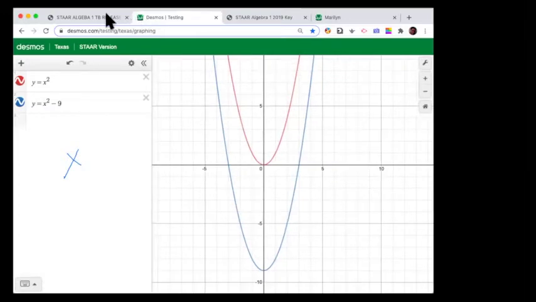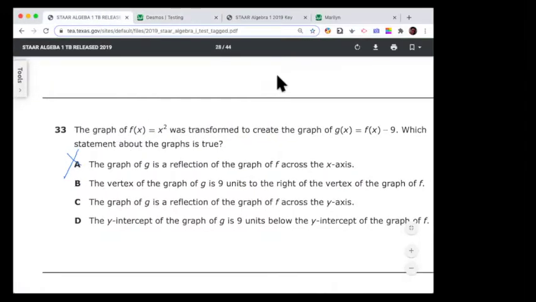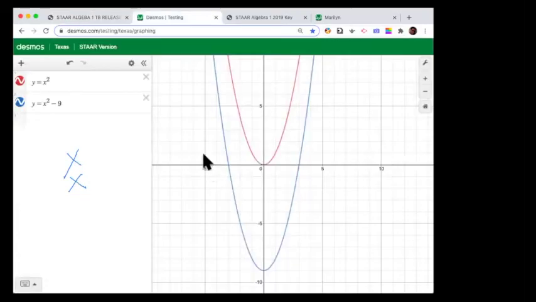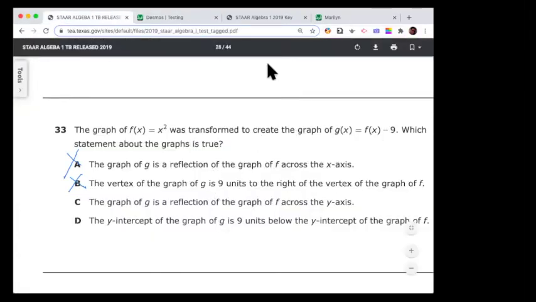So we can therefore rule that one out and say we don't like that one. It's not true that it's 9 units to the right. Let's move on to the next one. The graph of G is a reflection of the graph of X across the x-axis, and we ruled out in the first one that this is not a reflection. So it's still not a reflection by the time you get to C, and we can rule that one out.